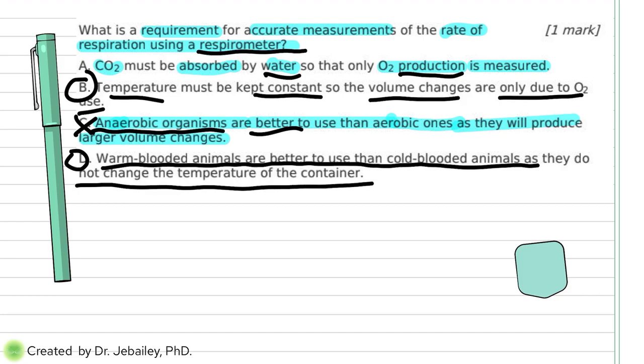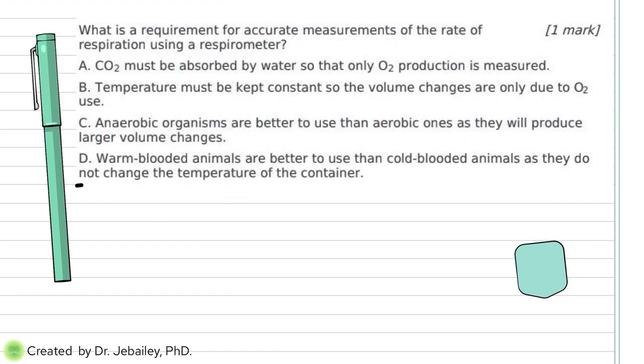And D, warm-blooded animals are better used than cold-blooded animals as they do not change the temperature. See, this is not about the blood and about the heat released by the animals. This is about respiring. That means it's about breathing oxygen. Warm-blooded or cold-blooded, they both go through cell respiration. They both need energy, so they both need oxygen consumption and CO2 production. So of all of these, B is the closest one because we know that temperature can manipulate the volume and the pressure of gases. So the temperature must always stay constant. Remember this, every time you're doing a respirometer, it has to be constant. So it's B.